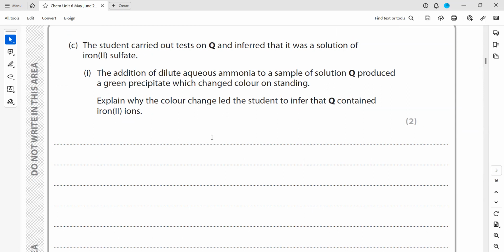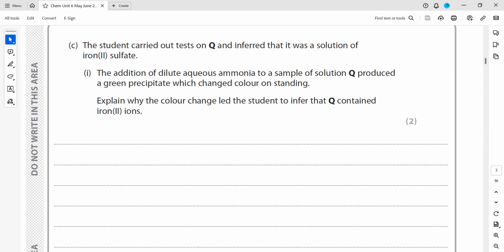The student carried out tests on Q and inferred that it is a solution of iron 3 sulfate. The addition of dilute aqueous ammonia to a sample produced a green precipitate which changes color on standing. Explain why the color change leads the student to infer that Q contains iron 2 ions. So first, what will happen when we add aqueous ammonia? Iron 2 hydroxide will form, and iron 2 hydroxide is a green precipitate.